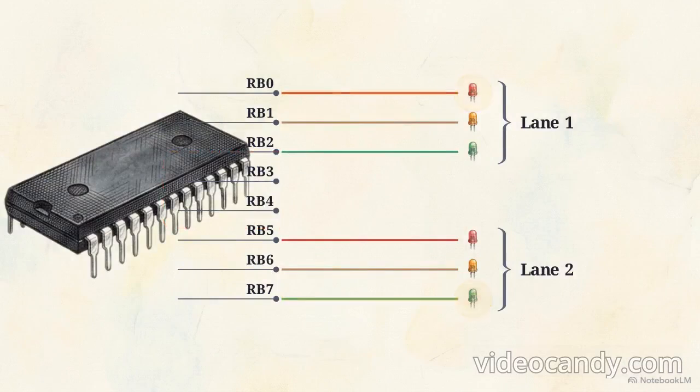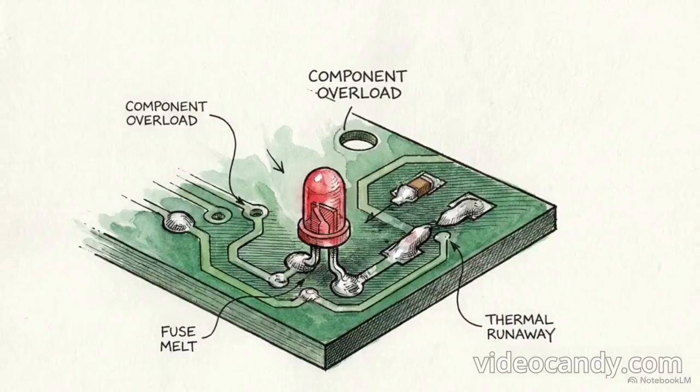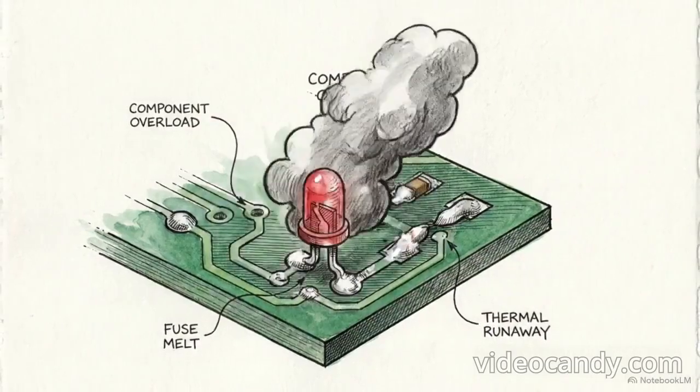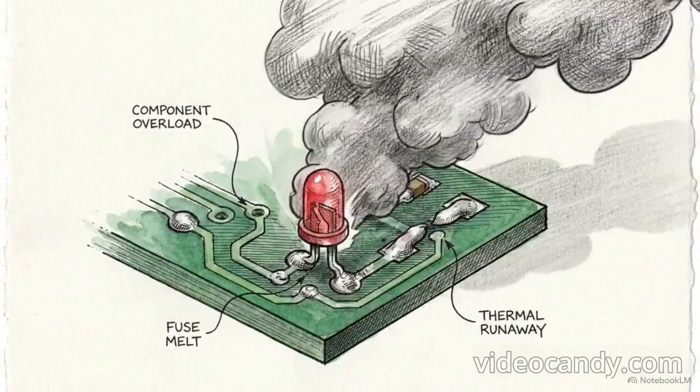This highlights a crucial hardware feature. Every single pin on this port is independently targetable. We must place current-limiting resistors in series with each LED. Without them, the moment a pin outputs 5 volts, the LED would fail.